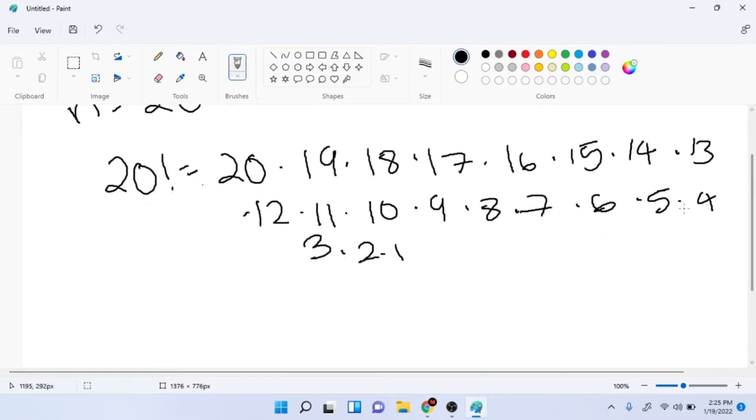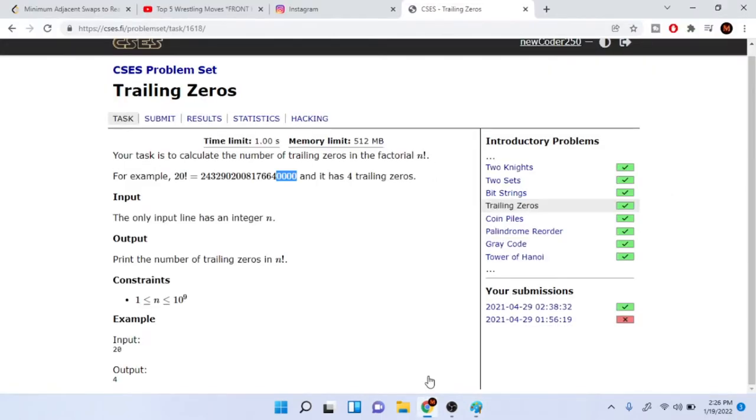Now, to find trailing zeros, what does it mean to have trailing zeros? It means that the last number, the value of 20 factorial, has 4 zeros at the end. That means it's divisible by 10. If you were to divide this number by 10, and keep dividing it, you're going to get 4, because there are 4 zeros at the end. If you divide by 10 repeatedly, we'll get 4 in the end.